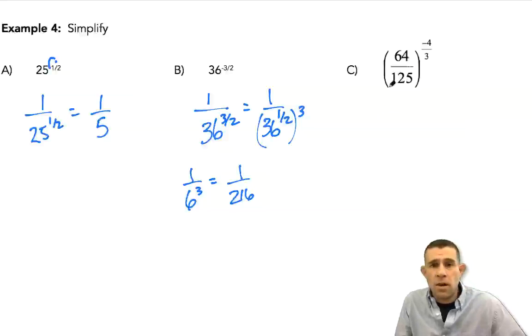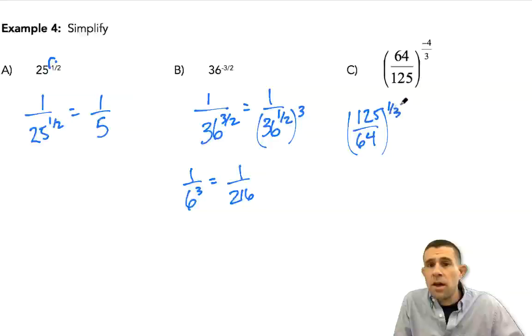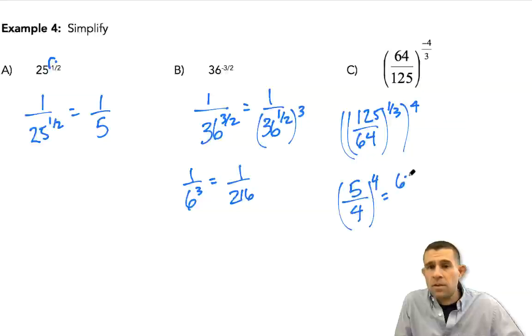All right, let's evaluate letter C. We have 64 over 125 to the negative 4/3. So I'm going to get rid of the negative part first by taking the reciprocal of my base, so 125 over 64. And now I'm going to take the third root of that and then raise that to the 4th power. So this becomes the cube root of 125 over 64, which is 5/4, all to the 4th power, and that's going to result in 625 over 256. All right.